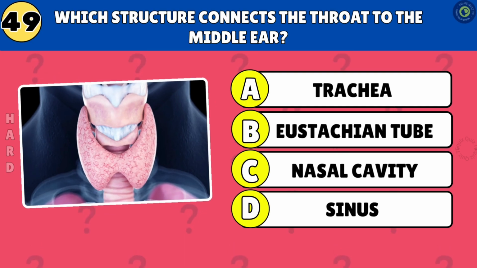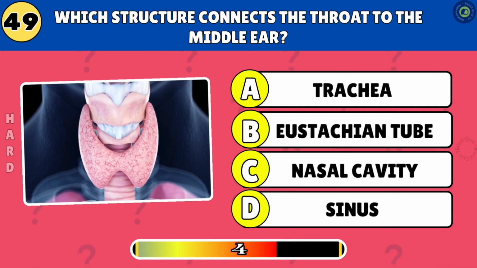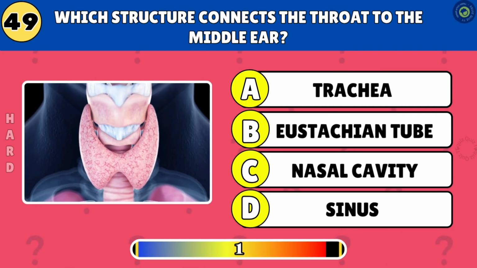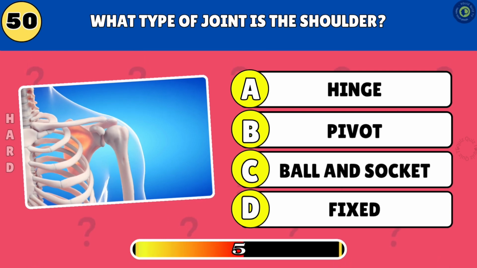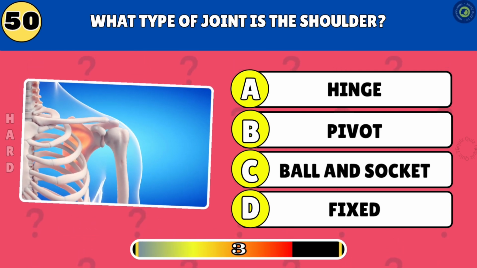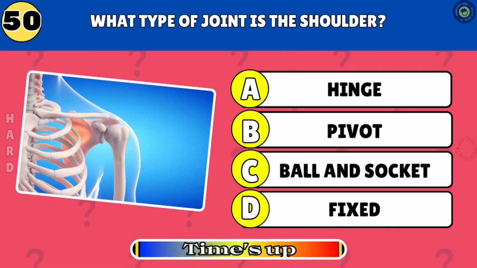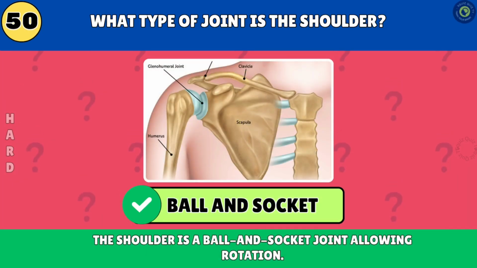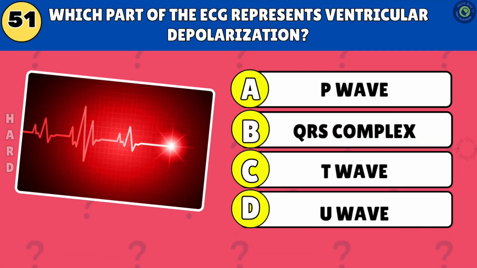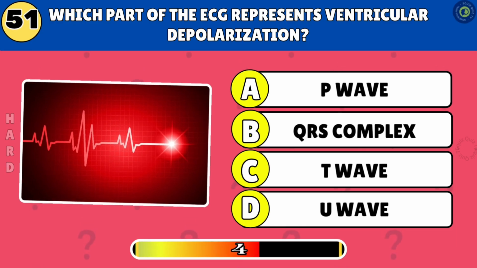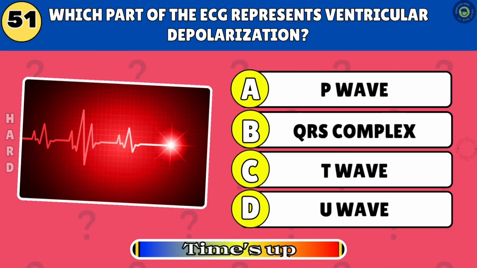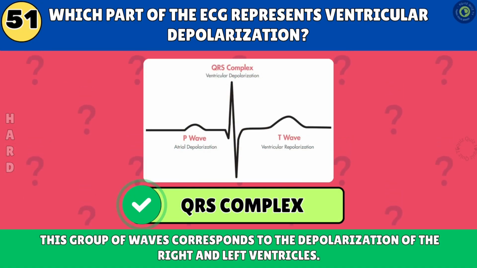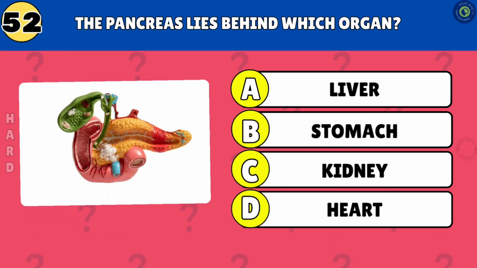Which structure connects the throat to the middle ear? What type of joint is the shoulder? Which part of the ECG represents ventricular depolarization? The pancreas lies behind which organ?